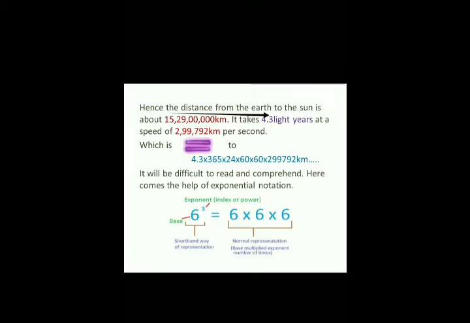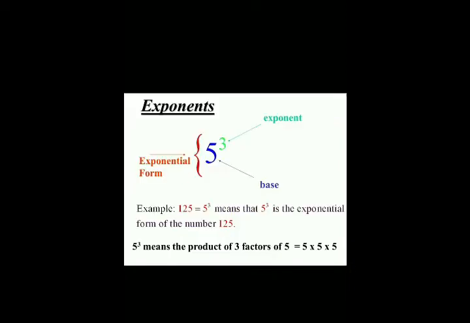The distance from the Earth to the Sun is about 15 crore 29 lakh kilometers. It takes 4.3 years at the speed of light, 2,99,792 kilometers per second. It is very difficult to read and write like this. That's why we take the help of exponential notation, or exponential form. Here is another example of exponential form.